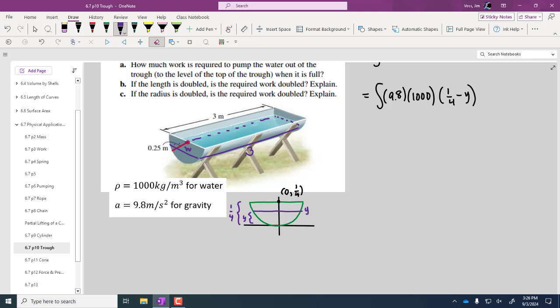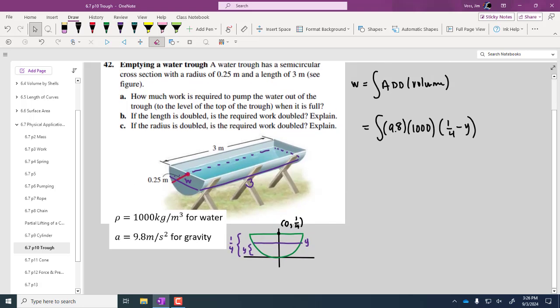Okay, so we have our ADD: acceleration, density, distance traveled. Now we need volume. So volume is going to be the area of that rectangle, which is whatever W is times 3. So it's 3W dy. That is the volume. 3 is the length of the trough, W is the width of the trough, and dy is the thickness of the slice. It's what adds volume to that two-dimensional cross-section. That's what makes it three-dimensional.